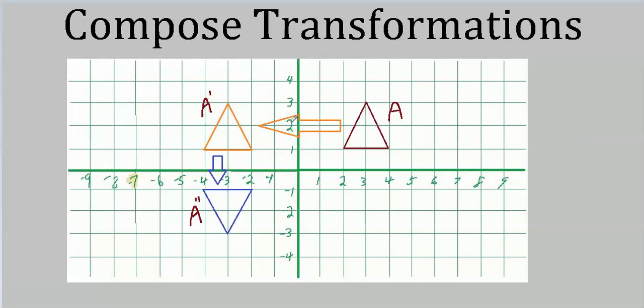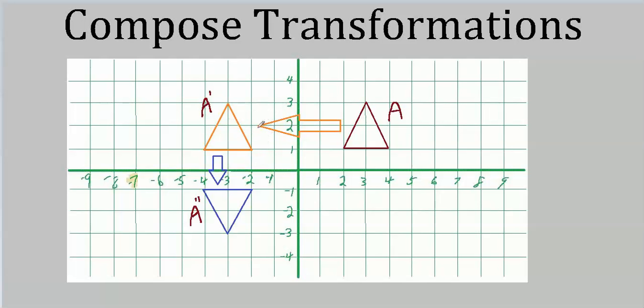This particular transformation, where we slide one way and then reflect, they gave it a special name. It's called a glide reflection. No particular reason that I know of. That's just what it's called. And it's only a special case of transformation composition. In other words, composing two or more transformations together.